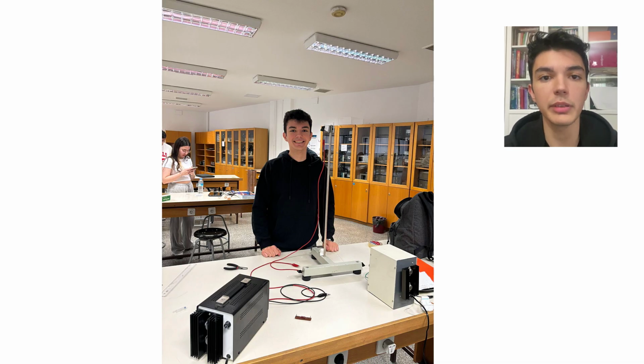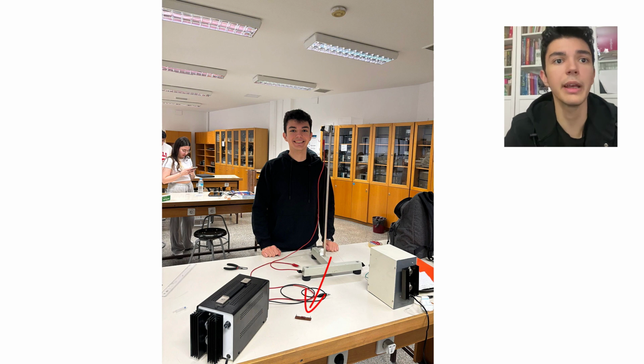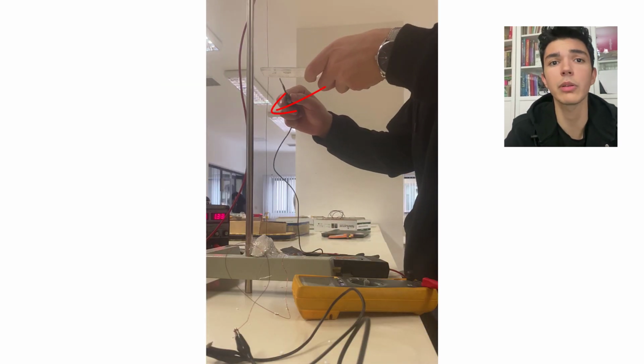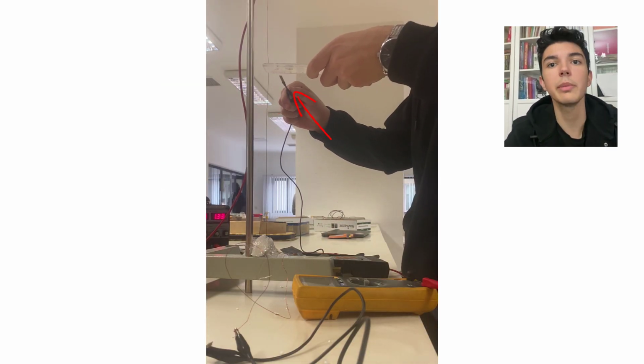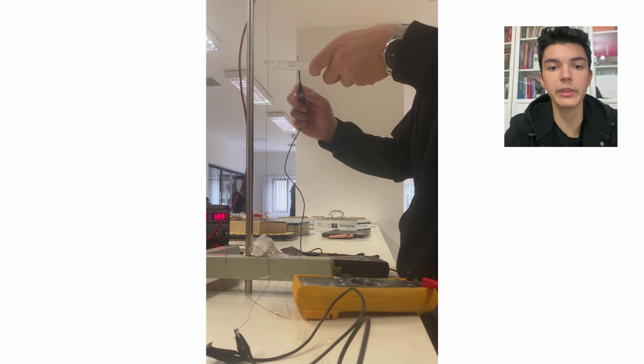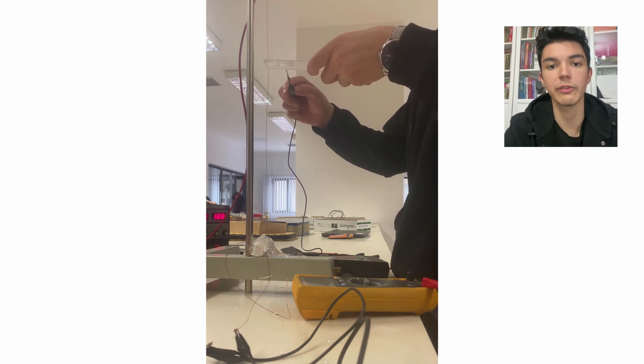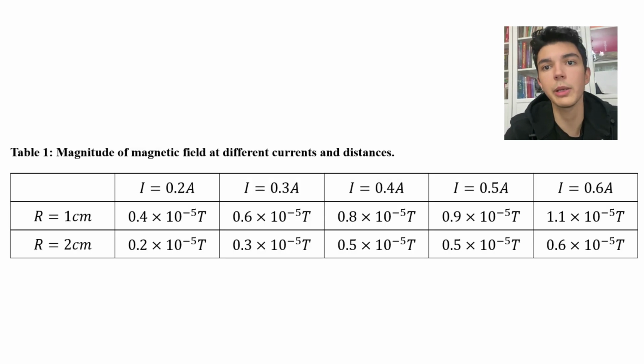In this experiment, I created a DC circuit featuring a power supply, a resistor, and a segment of a very long straight copper wire. Using a Gauss meter, I measured the magnitude of the magnetic field around the wire at 1 cm and 2 cm distances at 5 different currents: 0.2, 0.3, 0.4, 0.5, and 0.6 amperes. I then created this table with my measurements.